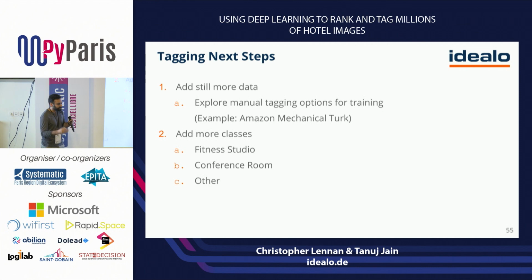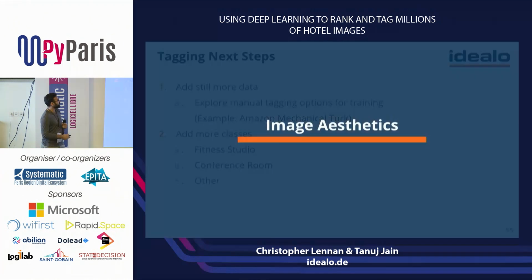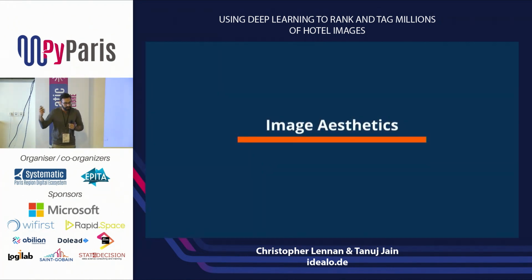Next steps for tagging: we want to explore and add more data, for which we are exploring options like Mechanical Turk. And of course, the natural extension would be to go with other classes like fitness studios. So that's about it for tagging. Now, Chris talks about the aesthetics part.